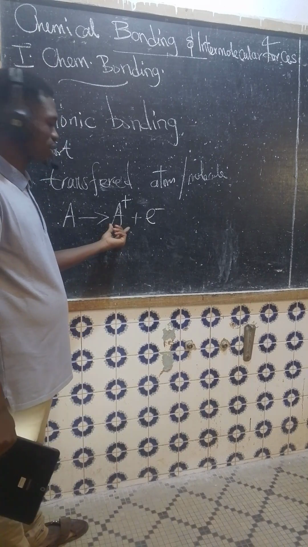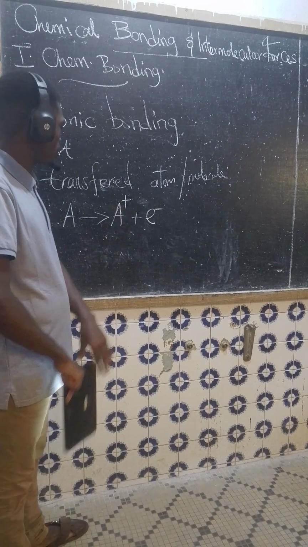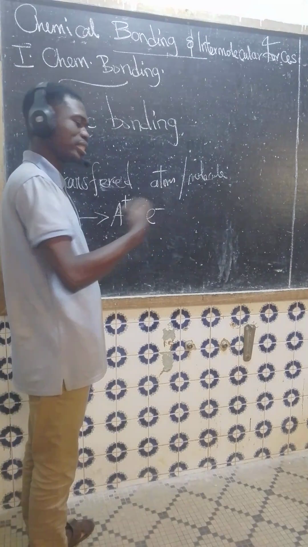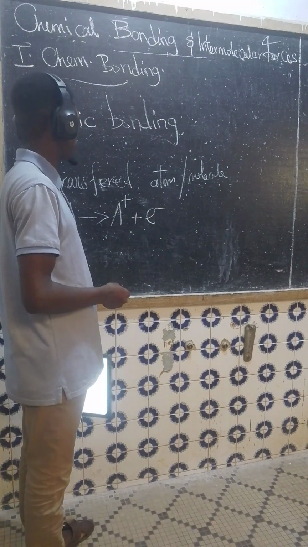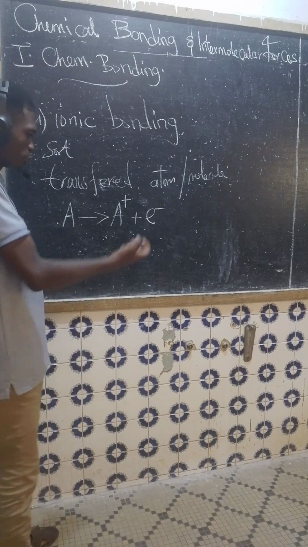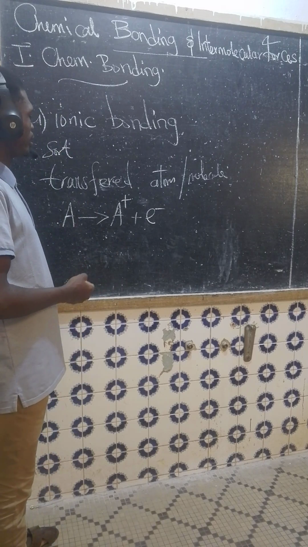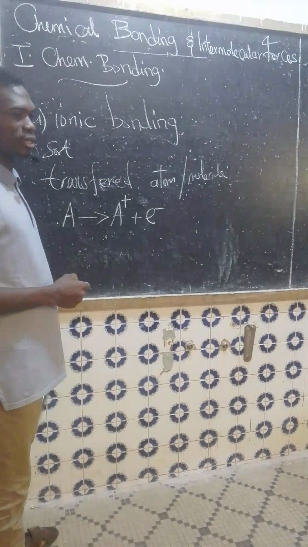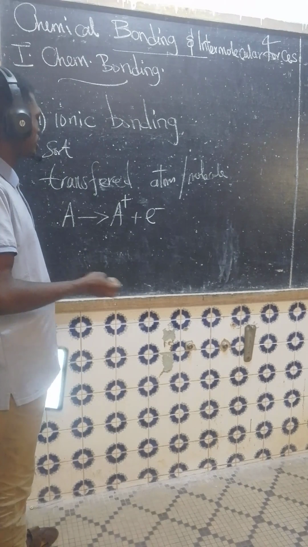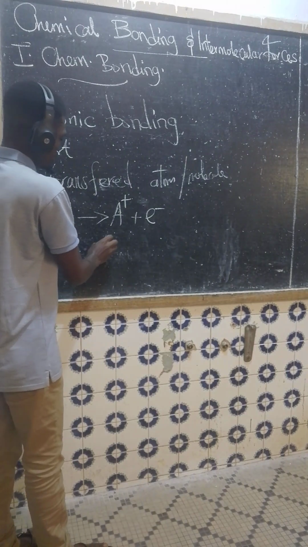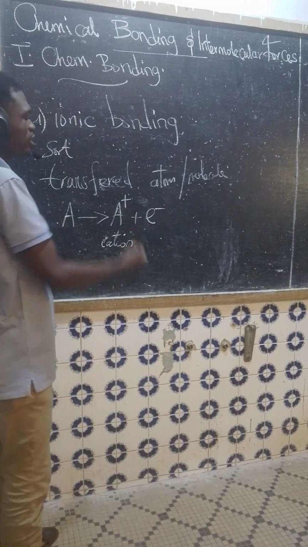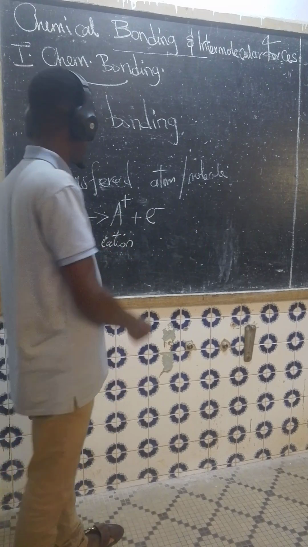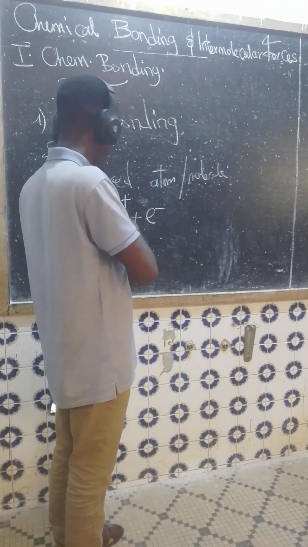We call this a cation. Now, this electron is received by another species, be it an atom or a molecule, which absorbs the electron and then obtains a negative charge. As a result, it is now called an anion. So this is the cation here. Now the species that absorbs the electron is going to be called an anion.